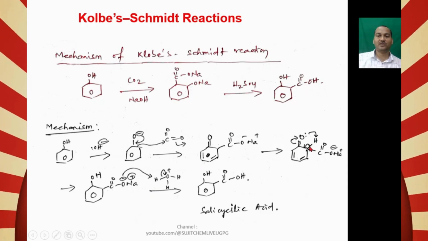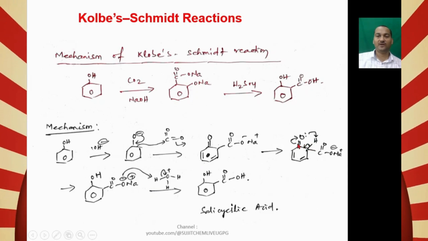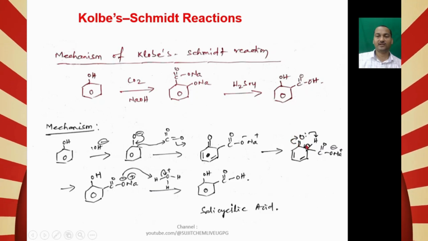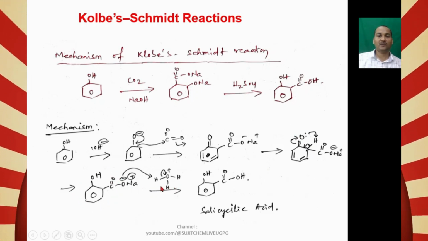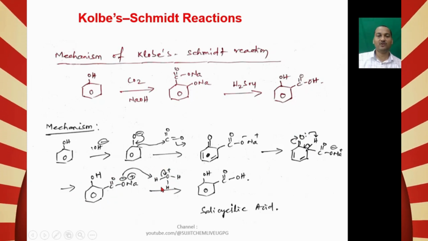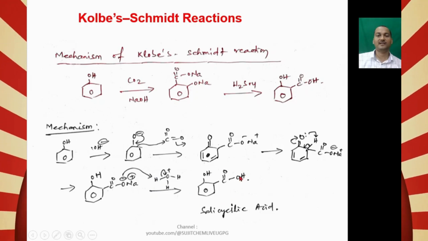Here the loss of a proton again. This H bond will come here and this double bond will break on oxygen. Here, revival of aromaticity. And upon treatment with hydronium ion, this O minus will take the proton, you can have salicylic acid.